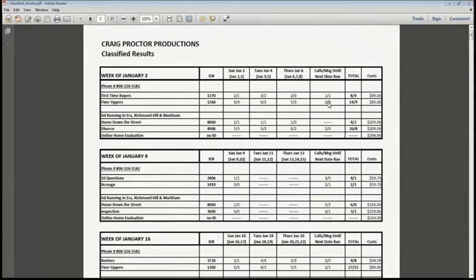You can see the first-time buyer ad had ID 1370. I ran it on Sunday, January the 2nd. I got 2 hits and 1 lead. It ran again on January the 4th. I got 3 hits and 2 leads. January 6th, 2 hits. I got 0 leads that day.